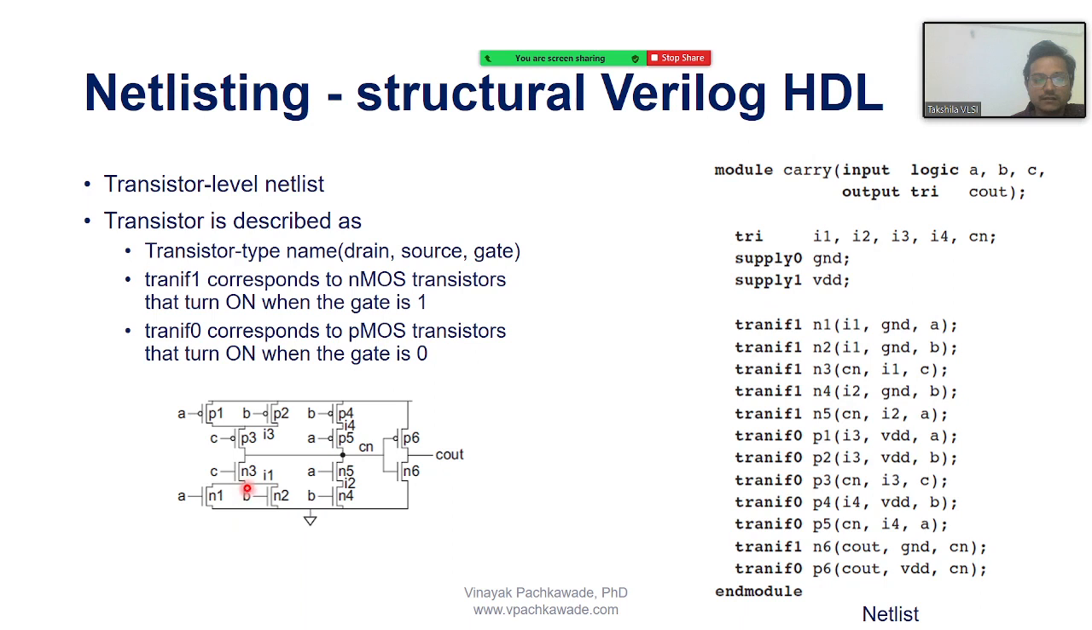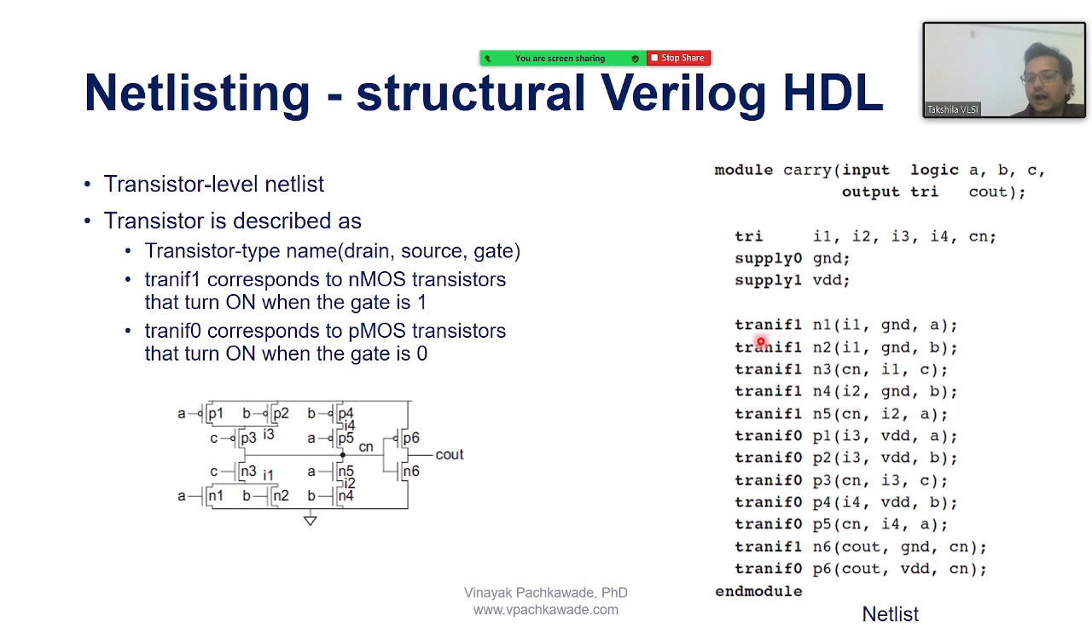So I1 is the node over here, I2 is the node over here between the N5 and N4 transistors, and I3 is the node right over here. It's just where the voltage logic level will switch. Then they describe, okay, I have a supply 0 which is ground, and a supply 1 which is VDD. After that, if I am a logic engineer, I will just describe the transistor, and this is the syntax for that.